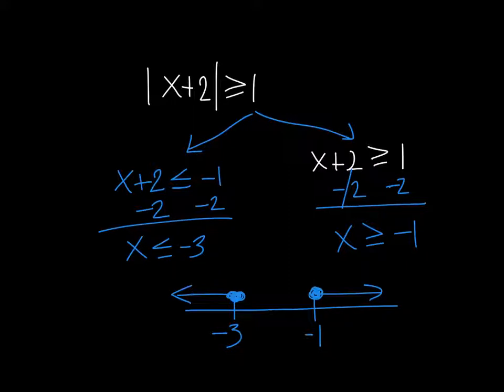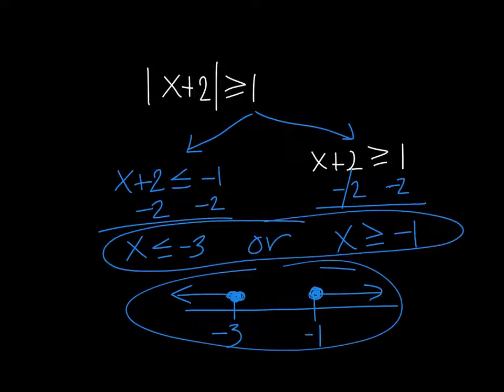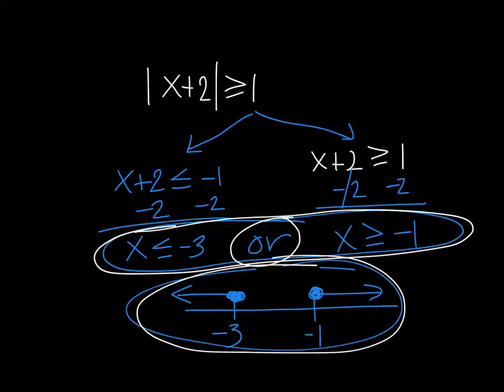Now, if we look at this picture right here, that's an or statement. So this is an or inequality. And I want to see all of this when you do your homework. I especially want to see this, and I want to see the graph. So all of this that I've circled in white is stuff that I expect to see.